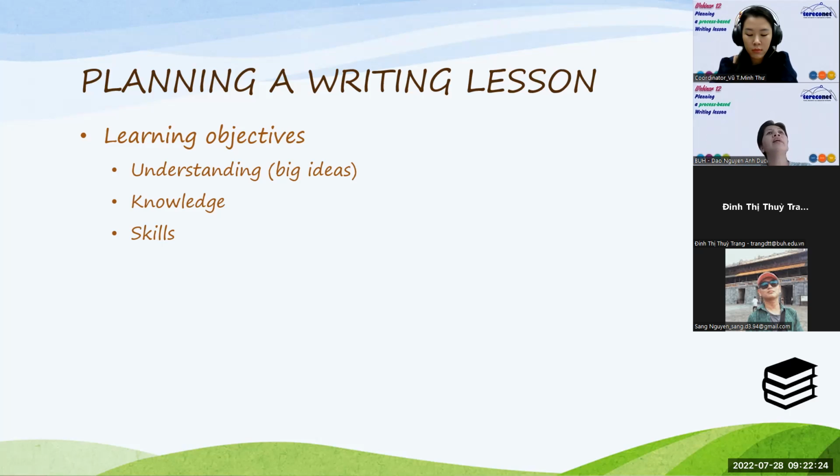And normally, our teachers are not very familiar with thinking about the big ideas. We just look at individual tasks and then individual units. But if you look at the whole book, you'll see that each unit fits in and each unit has its own role in the whole course, right?